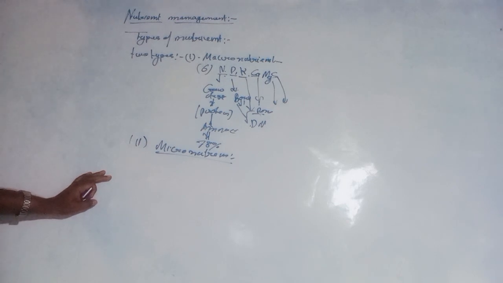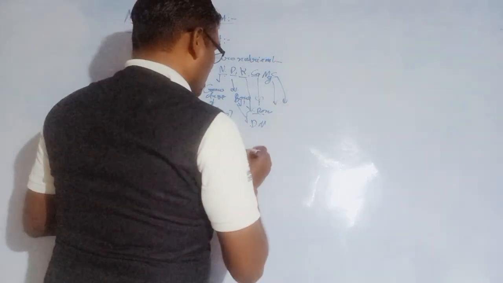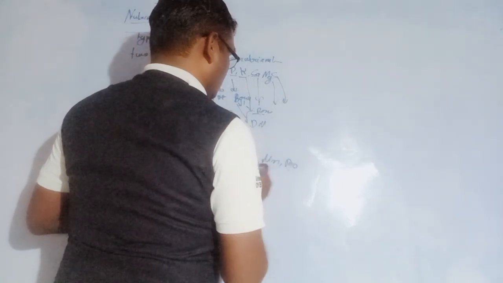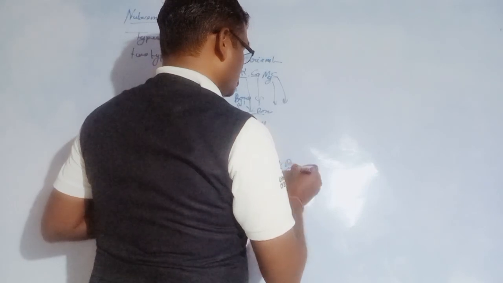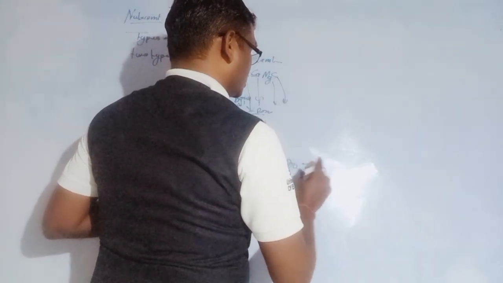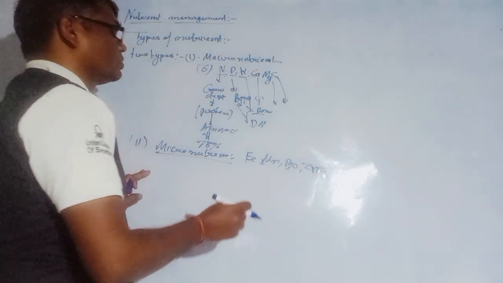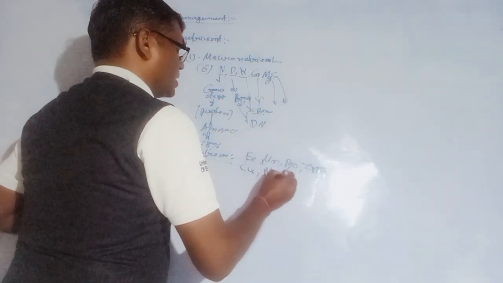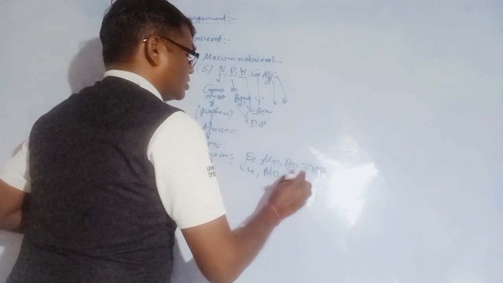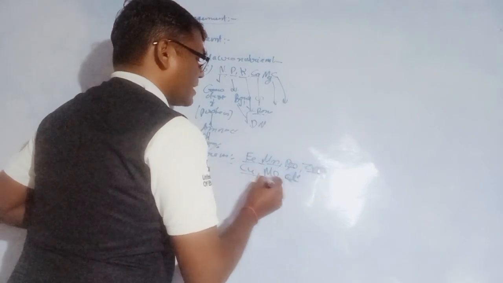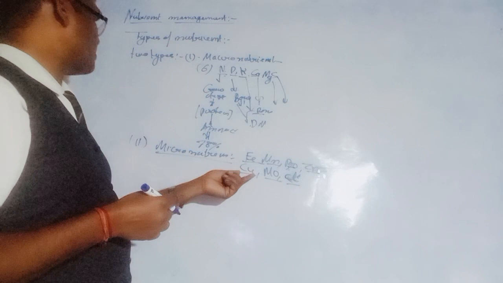In these 7 types of micronutrients, we can say that they are iron, manganese, boron, zinc, copper, molybdenum, and chloride, Cl. Iron, manganese, boron, zinc, copper, molybdenum, and chloride. These are the 7 types of micronutrients available here.